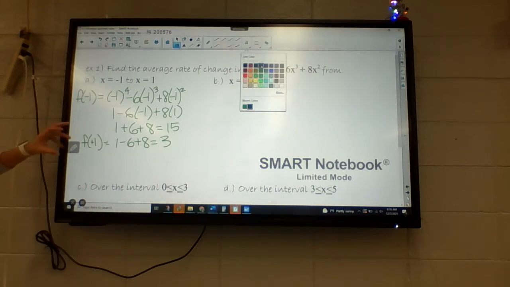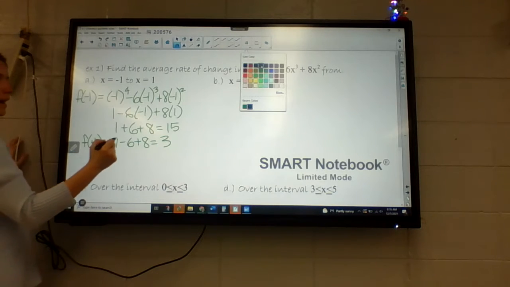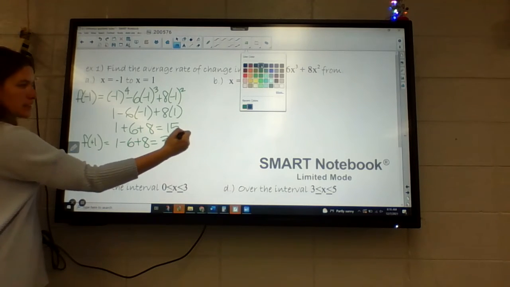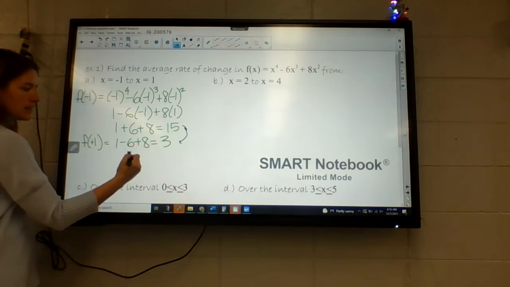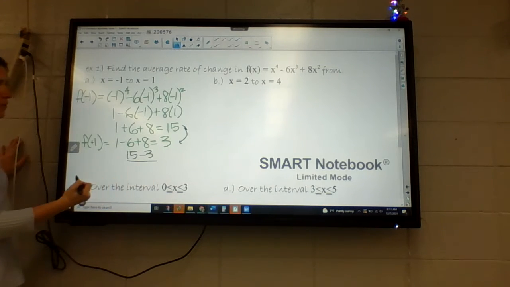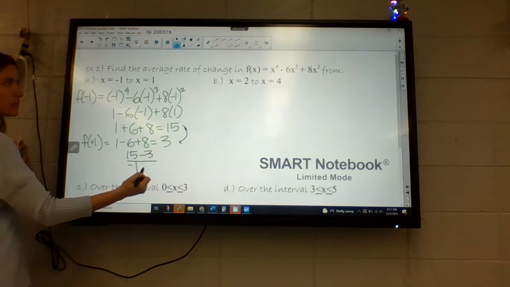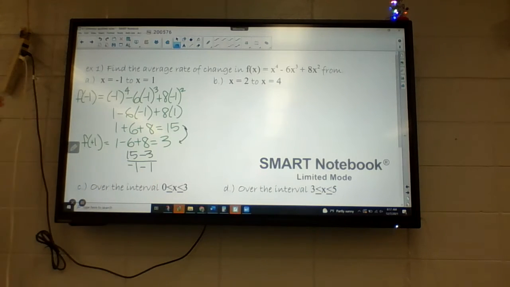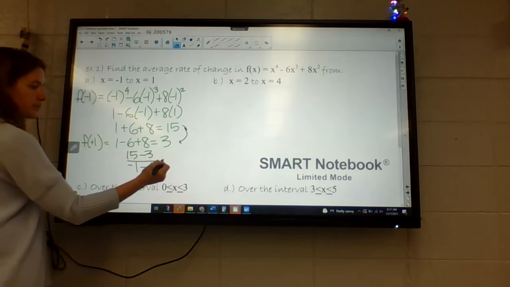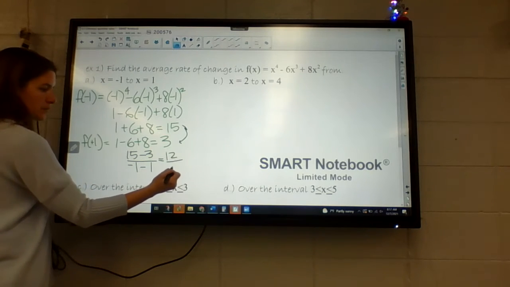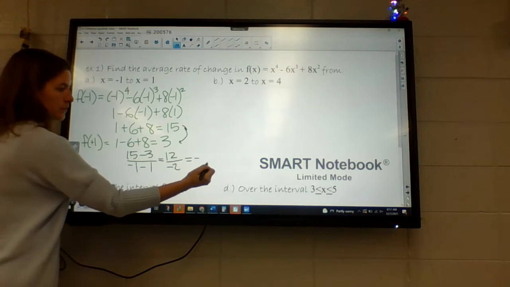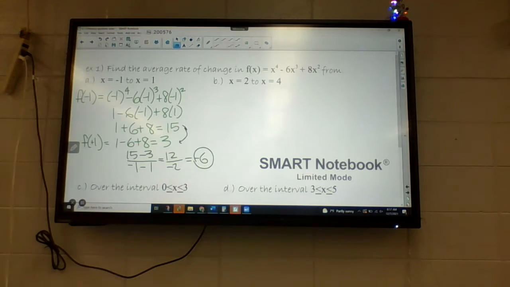So what we're going to do is basically take, because it's a larger number, I'm going to go 15 minus 3 over, and then, because that's my outcomes, over the x values in order. So the 15 went with -1, the 3 went with 1, so my average rate of change from those points would be a -6.